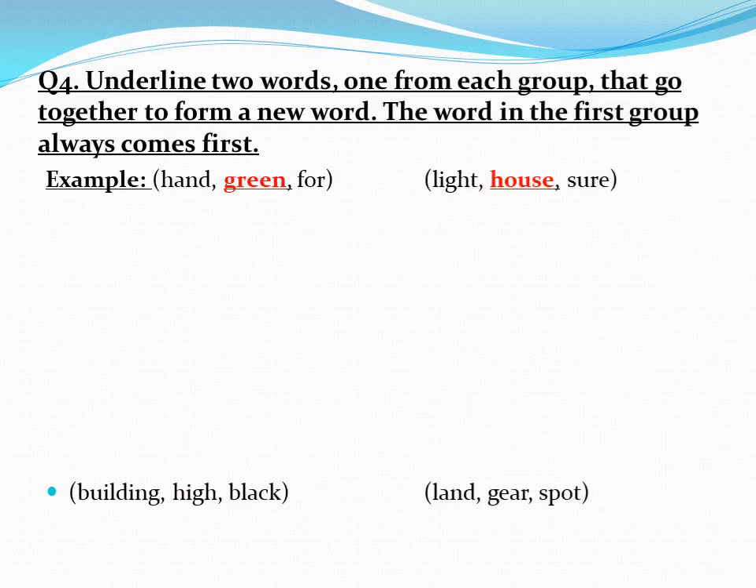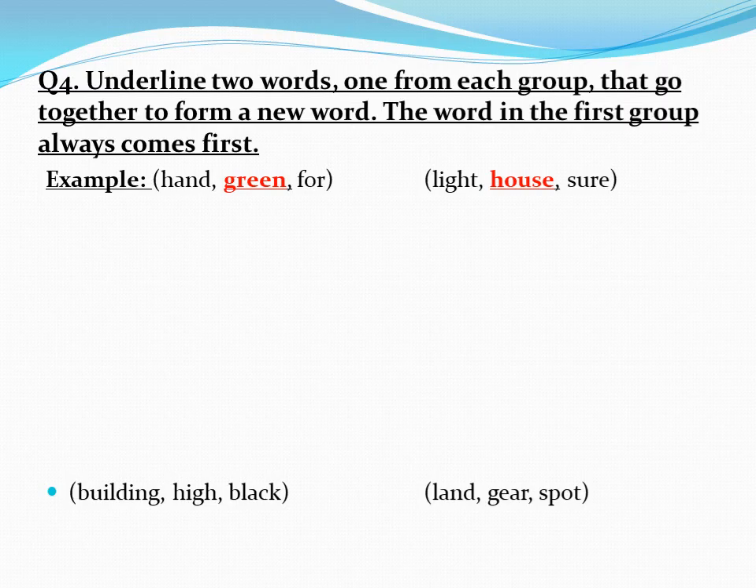Moving on to the next question, where it says underline two words, one from each group, that go together to form a new word. The word in the first group always comes first. So, looking at the example, we are given two different groups of words. The first group has hand, green, for, and the second group of words are light, house, and sure.